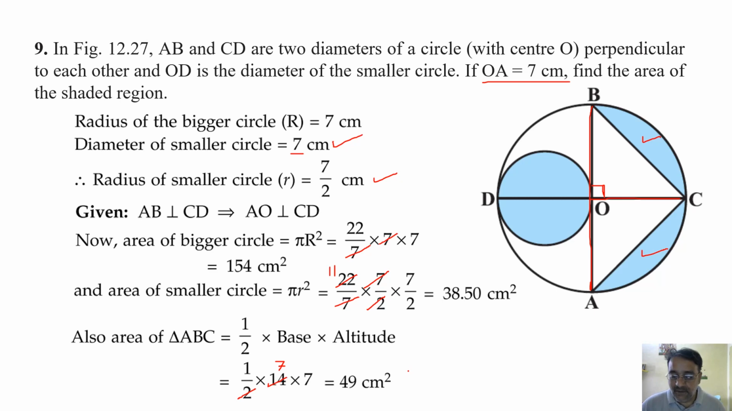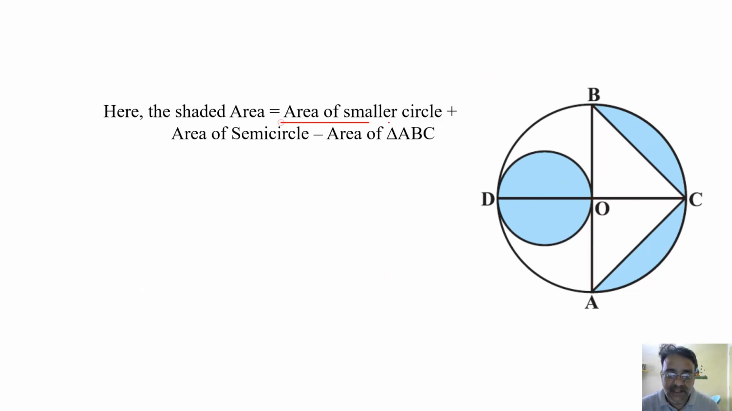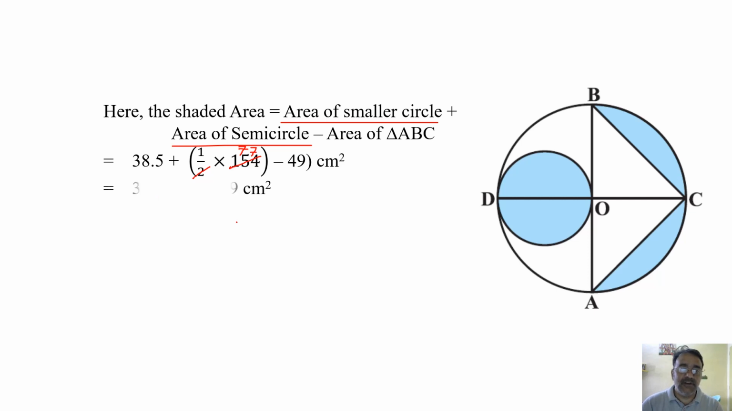सो वी गॉट एवरी वैल्यूज. नाउ एरिया ऑफ शेडेड रीजन, एरिया ऑफ शेडेड रीजन विल बी इक्वल्स टू एरिया ऑफ स्मॉलर सर्कल and area of semicircle minus area of triangle ABC. This I have already told you. Smaller circle area is 38.5 and semicircle area half of 154 and area of triangle ABC is 49. We'll substitute all the values. So ये हम लोग को 77 मिलेगा यहाँ पर. 77 minus 49, 28 plus 38.5, 66.5 will get. So this is the final answer. Any doubt?